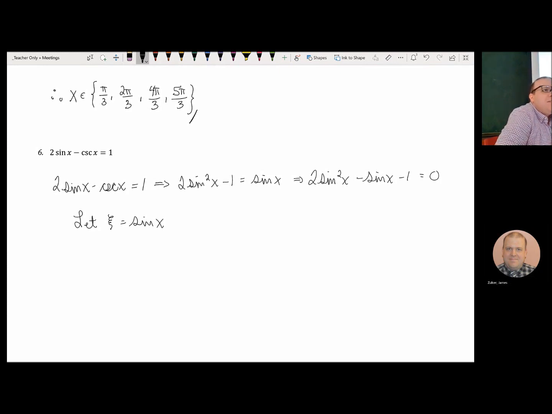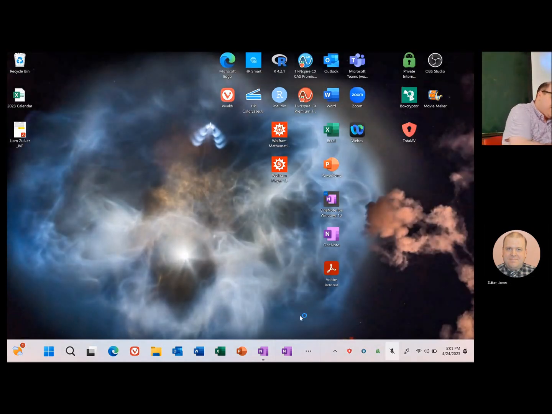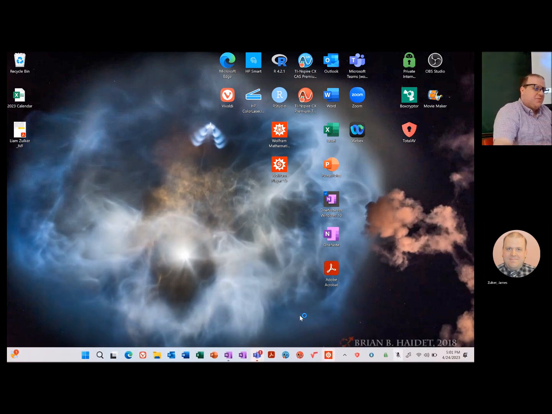Let's let it equal sine of x. One of the coolest Greek letters. Almost expect you to write "Don't tread on me" around it. Is that actually a Greek letter? Yes, it's a Greek letter. Interesting trivia.